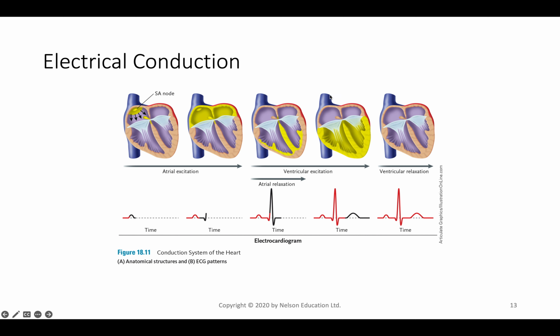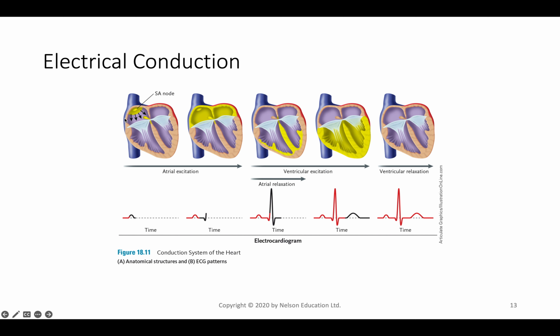These here are going to go out through the aorta to the rest of the body. And then we end up with ventricular relaxation, and we just lather, rinse, repeat. Atrial excitation, atrial relaxation, ventricular excitation, ventricular relaxation, and again. So this is the electrical conduction that's happening through here, here's the SA node.